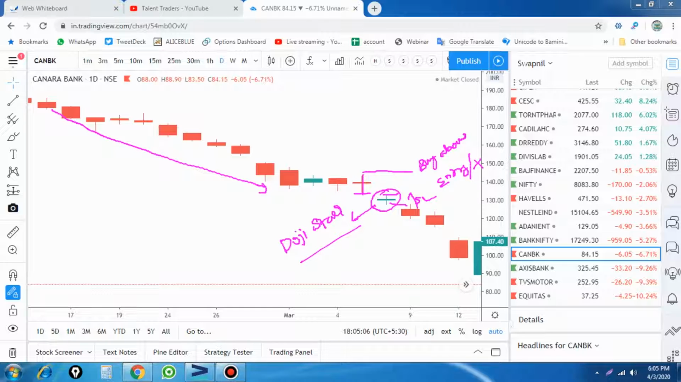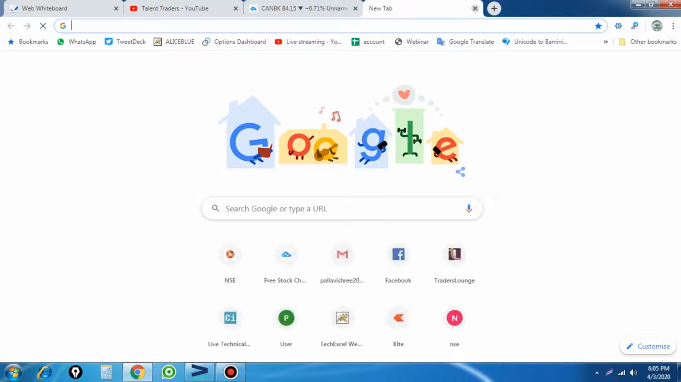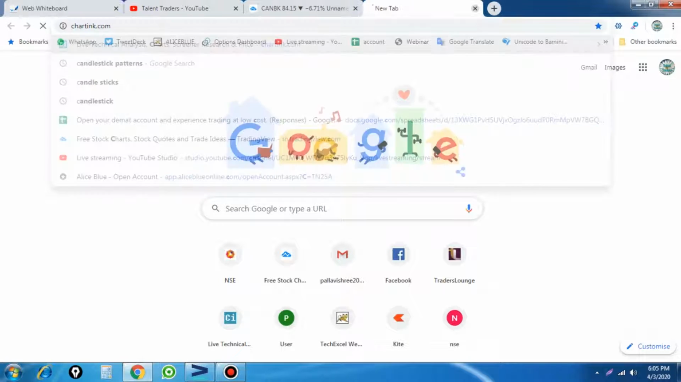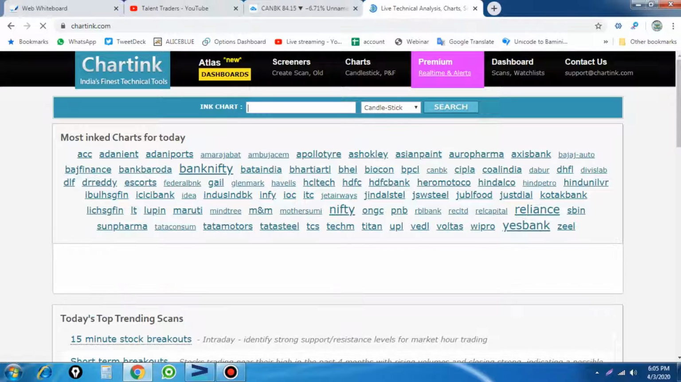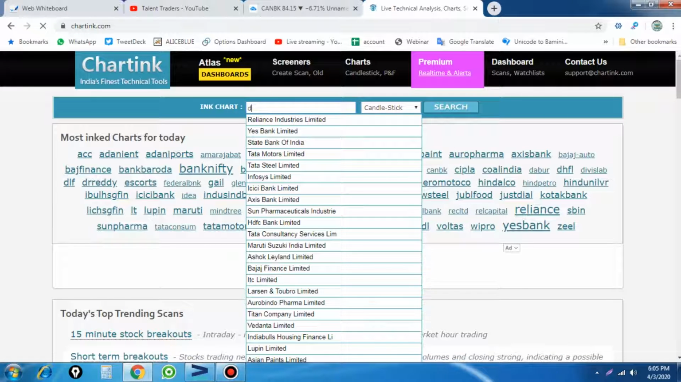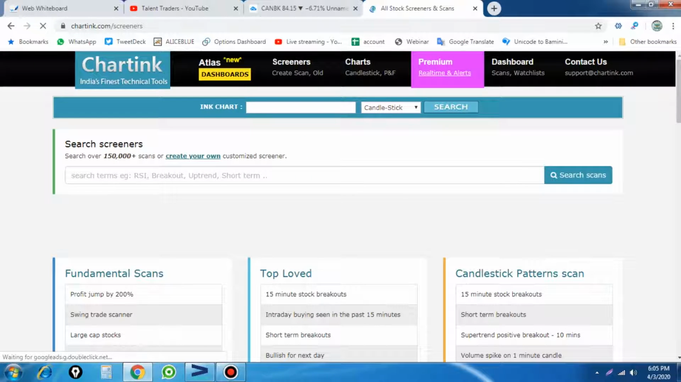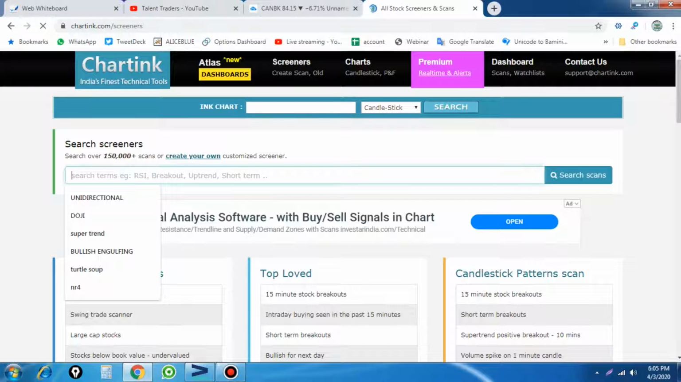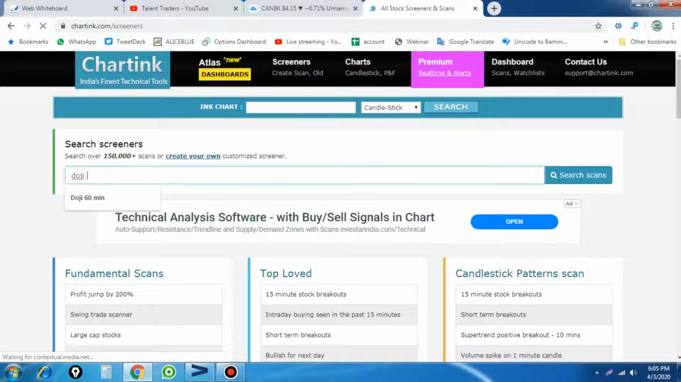If you find lots of stocks based on this pattern, you will get a lot of stocks day by day. For example, let us assume how we can effectively find them using a charting website. If I go to the screener, and if you have the knowledge, you can create a screener also, doji at bottom. If any screener is available, we can use that screener.